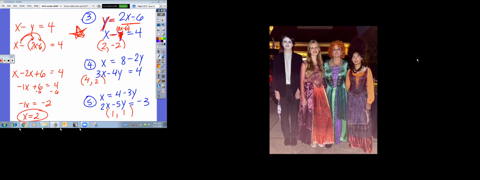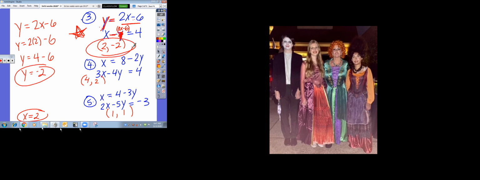Okay, so now that I know x equals 2, then I'm going to go back to either one of my original equations, and I'm going to replace the x letter with the number 2. I'm substituting again, but this time I'm substituting in one of my answers. So look at the top equation, y equals 2x minus 6. I know that my x value is supposed to be a 2, so I'm going to take the x out and put a 2 in its place. And I end up with y equals 4 minus 6, and that gives me a y value of negative 2. And then I can write my whole answer.